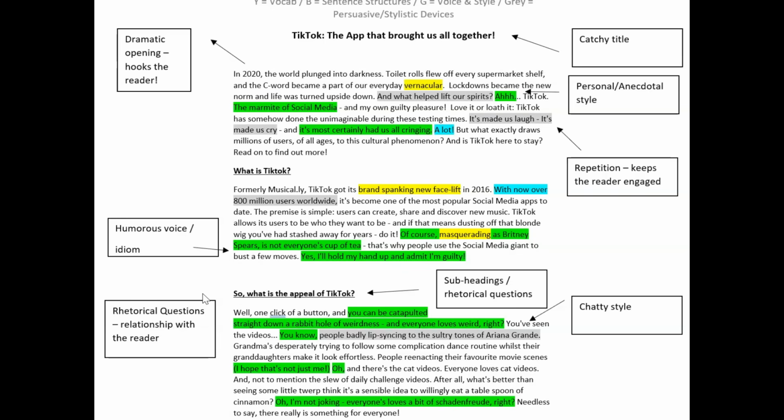We've got that metaphor there. It's most certainly had us all cringing. I'm sure that's something we can all relate to. I cringe to a lot of TikTok videos that I watch, but that's part of the reason why we love it, right?